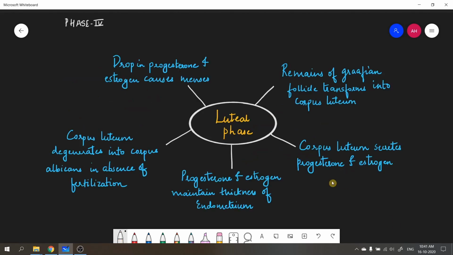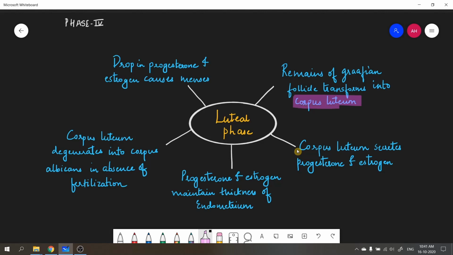And now let's see what happens in the last phase, which is phase 4, the luteal phase or the secretory phase. Now the remains of the Graafian follicle. We know that in the previous phase, the ovulatory phase, ovulation has taken place and the Graafian follicle is now empty. Now this empty Graafian follicle inside the ovary transforms into a yellow colored structure called the corpus luteum. Now this corpus luteum is extremely important. I'm going to highlight that over here for you. So the corpus luteum is an extremely important structure here.